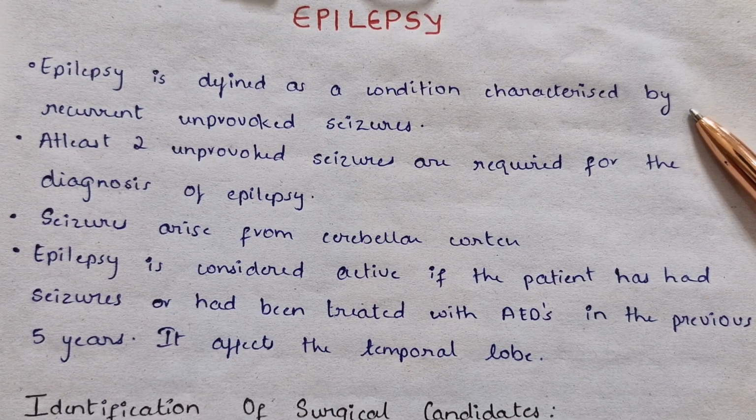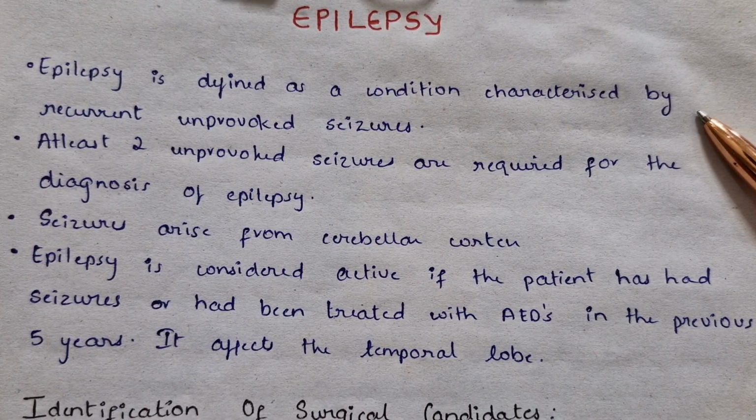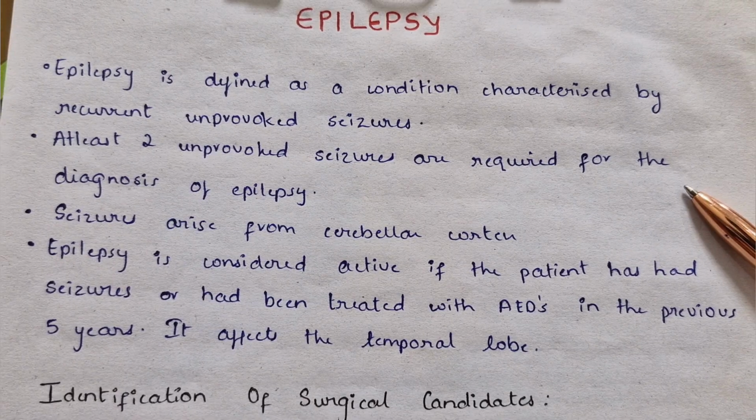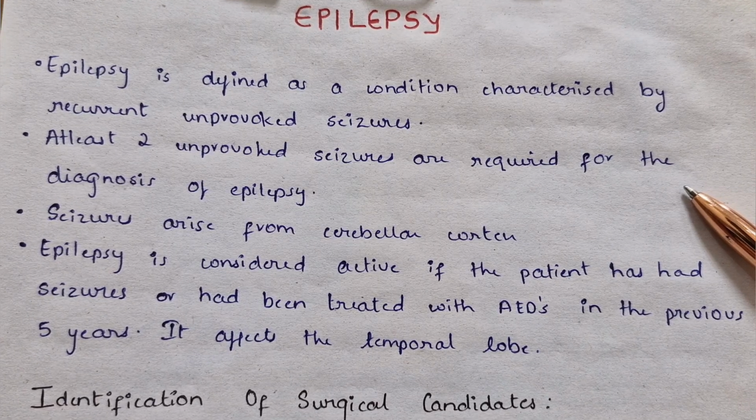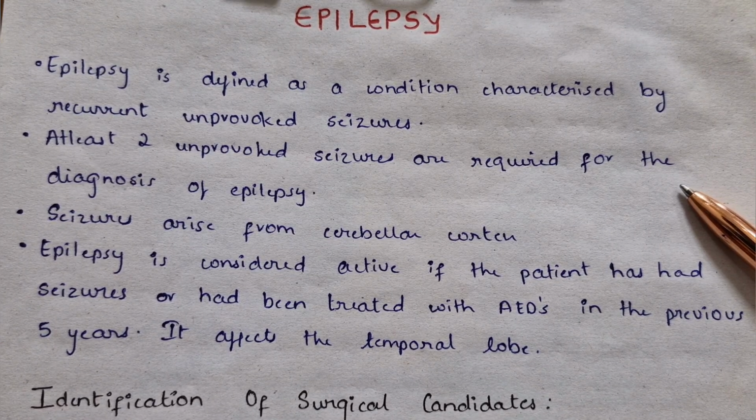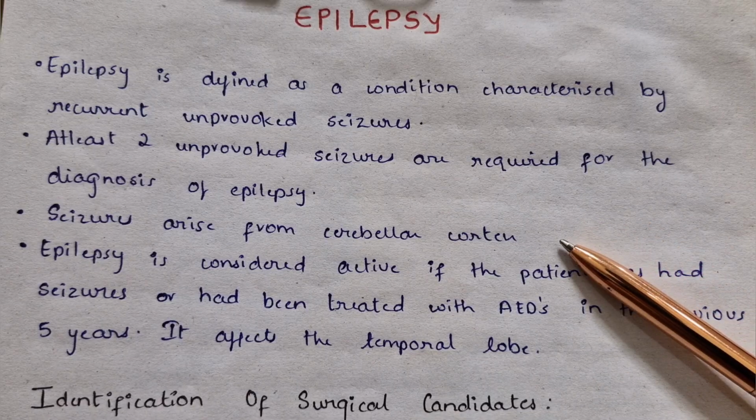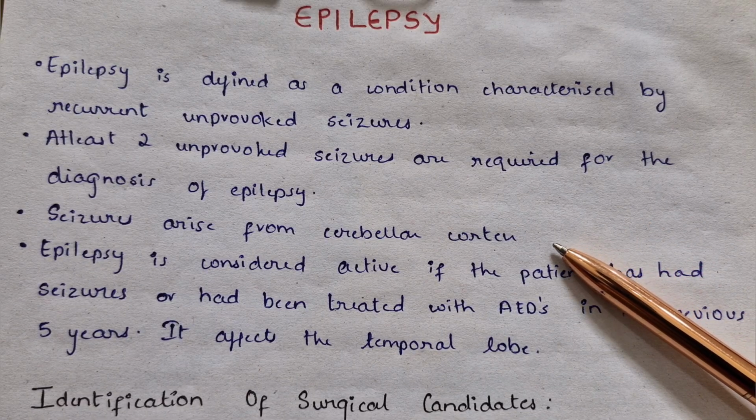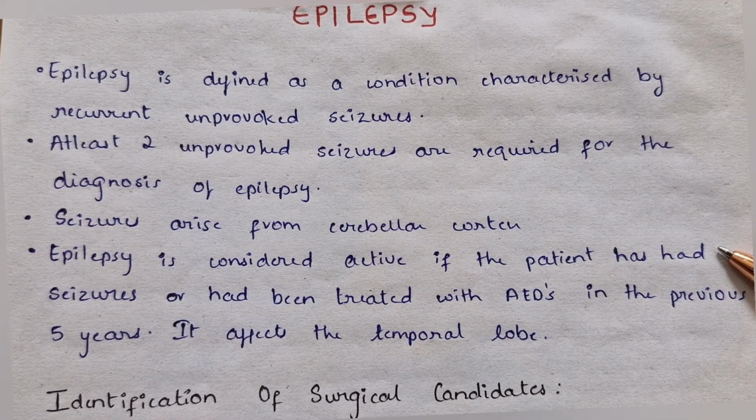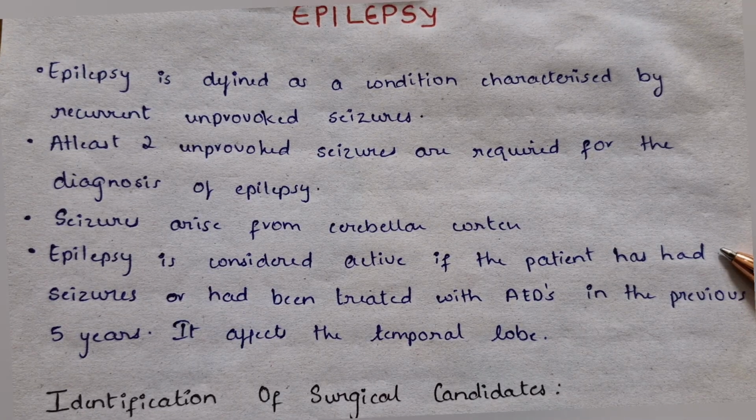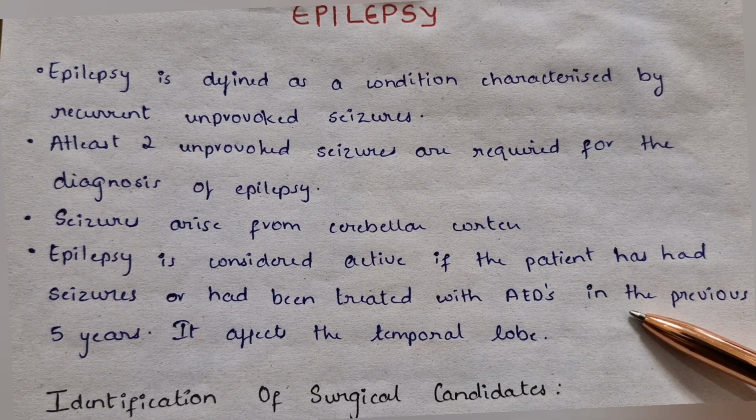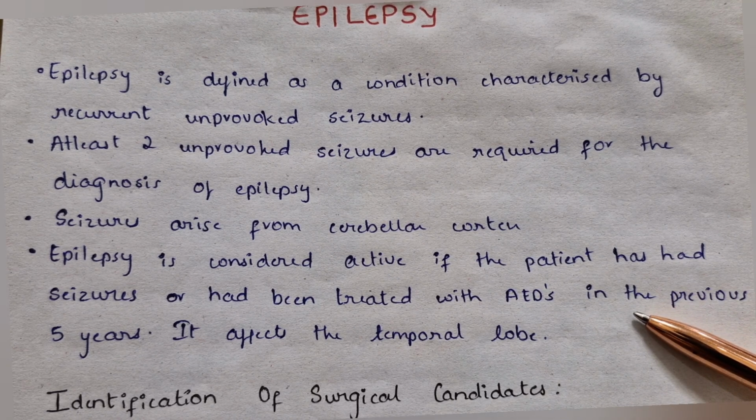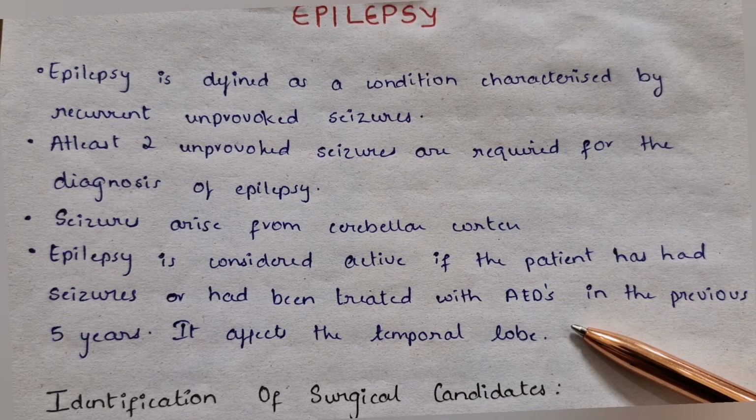Epilepsy. Epilepsy is defined as a condition characterized by recurrent unprovoked seizures. At least two unprovoked seizures are required for the diagnosis of epilepsy. The seizures arise from the cerebellar cortex. Epilepsy is considered to be active if the patient has had seizures or had been treated with anti-epileptic drugs in the previous 5 years. It affects the temporal lobe.